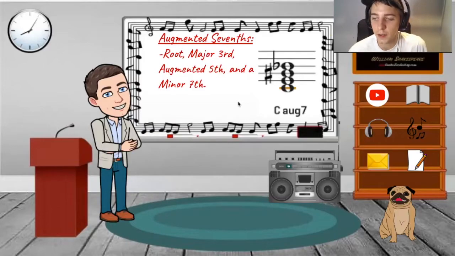Augmented sevenths, again, we're following a similar formula to what we did for augmented triads. So we have C, the root, E, the major third, G sharp, the augmented fifth. Remember that's what makes it an augmented chord. And then on top of that, we're going to have a minor seventh. So we have C, E, G sharp, B flat, and that makes up our C augmented seventh chord.